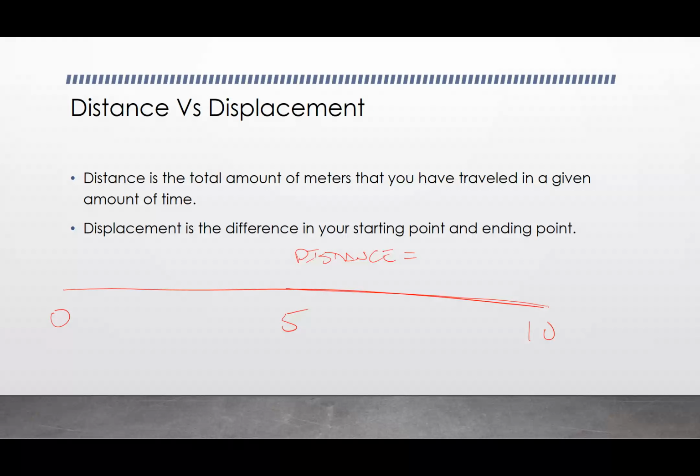is the total amount of meters that you've traveled. It would have been 15 meters. But my displacement would just be 5, because in the end I traveled 10 forward and then 5 back. So plus 10 minus 5 equals just 5 meters. So it's very important to know the distinction between the two.